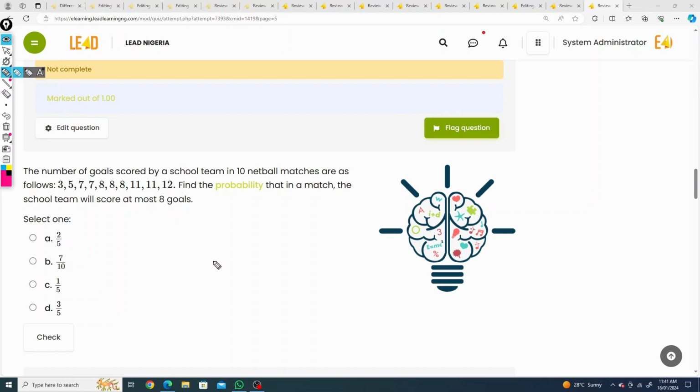So how many matches fit that category? 1, 2, 3, 4, 5, 6, 7. So 7 matches fit that category out of a total of 10 matches. All right, so that's 7 out of 10. That's option B.